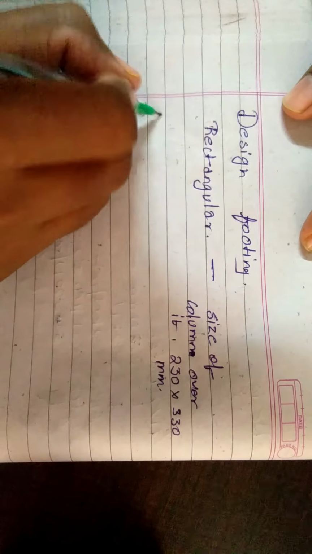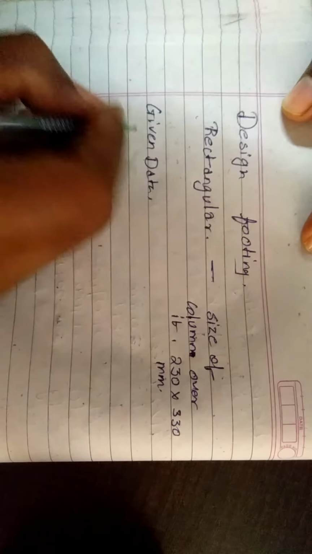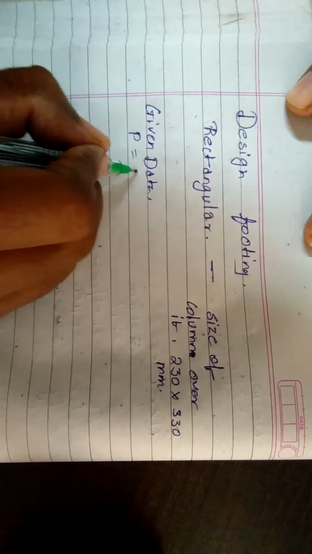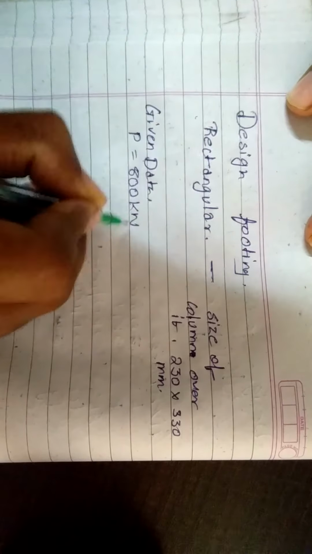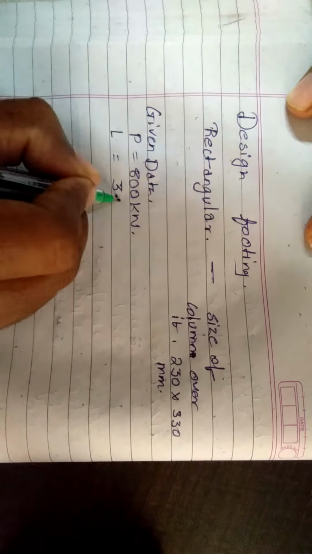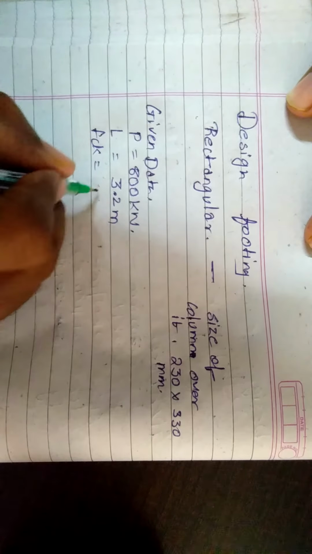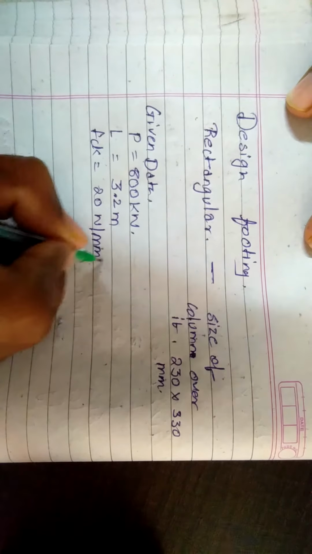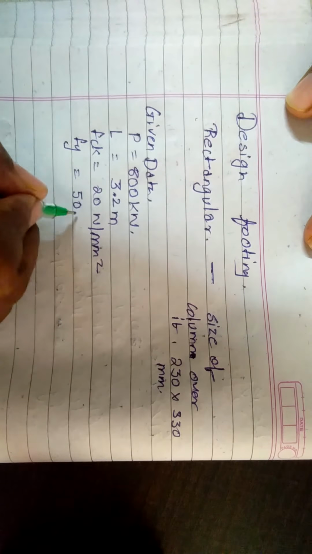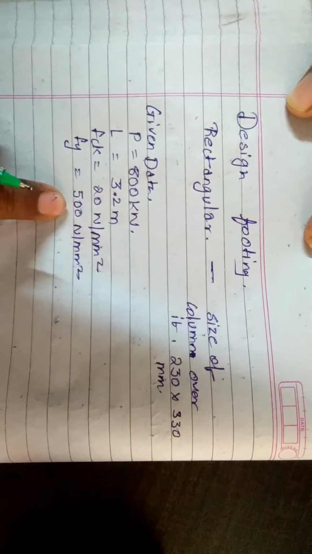Okay, the given data will be: the example is the value of P, the actual load over the column, that is 800 kilonewton, and L, the floor to floor height, is 3.2 meter, and fck, the characteristic strength, is 20 Newton per mm square, and the yield stress is 500 Newton per mm square. Okay, this is the given data.